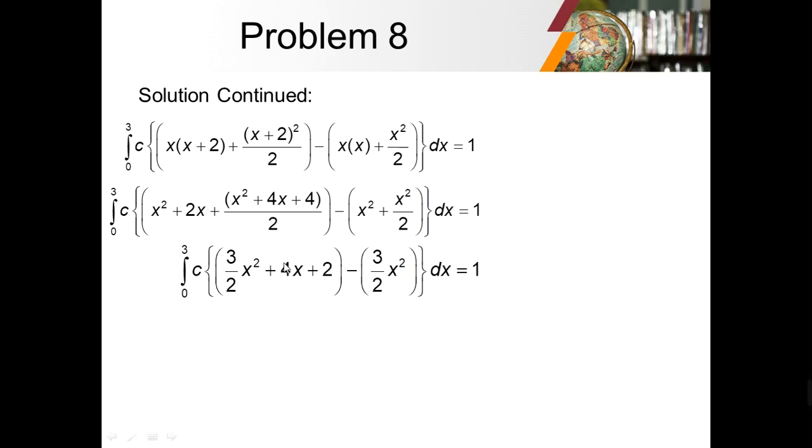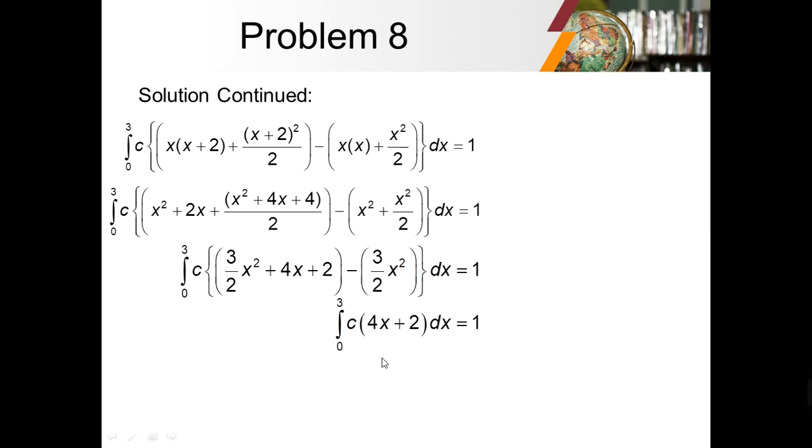So, 2x plus 2x, 4x. Tapos, itong constant, 4 over 2 is 2. Minus, again x squared plus x squared over 2 is 3 halves x squared. Okay? Then, this one would cancel out. So, ang matitira lang ay integral ng c times 4x plus 2 dx, limits from 0 to 3.